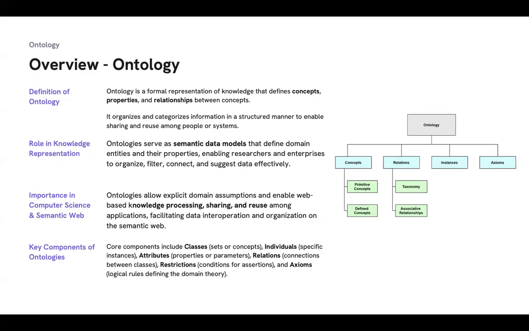So in terms of the components, if you are looking at the screen, these are majorly the four pillars that ontology sits on: concepts, we'll look at what that means, relations, and instances and axioms. So some of these have subcategories like what is taxonomy, associative. We'll look at this a bit in details.